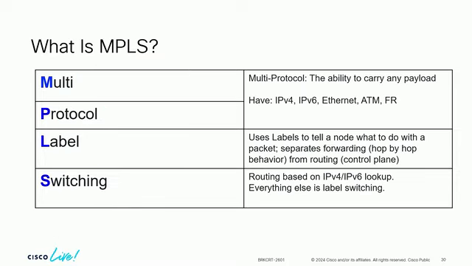Multi-protocol label switching. You can carry any payload, IPv4, IPv6, Ethernet, ATM, frame relay. There are still ATM networks out there, right? The label is used to exchange information of routing without having to do a route table lookup, which is why service providers use it.